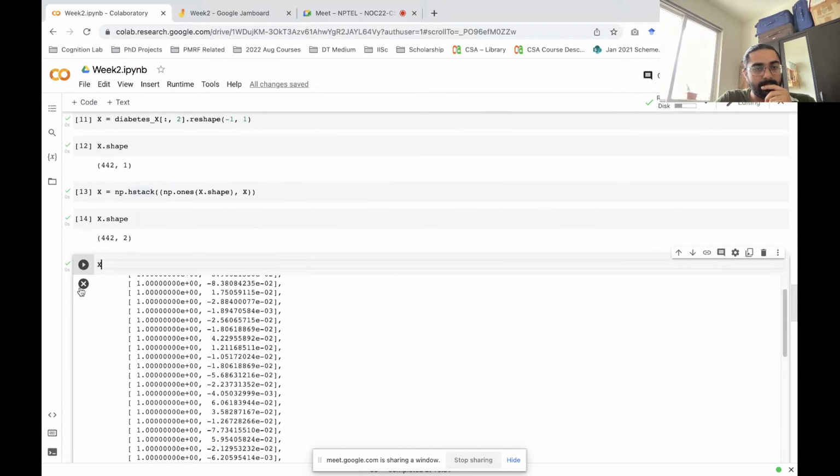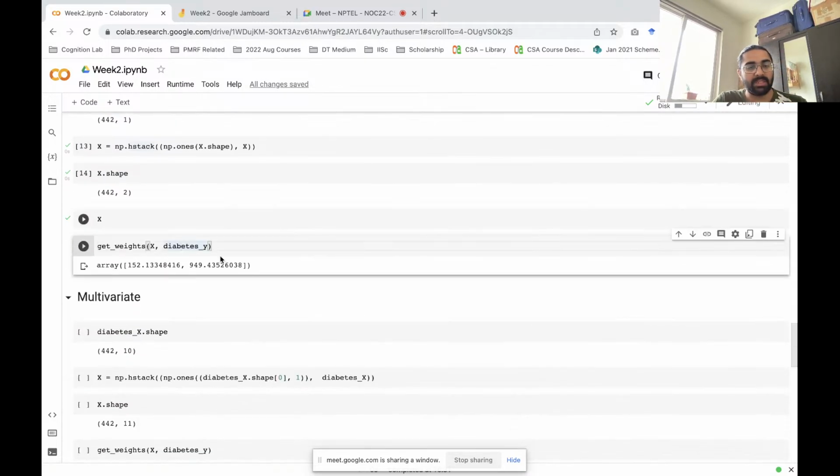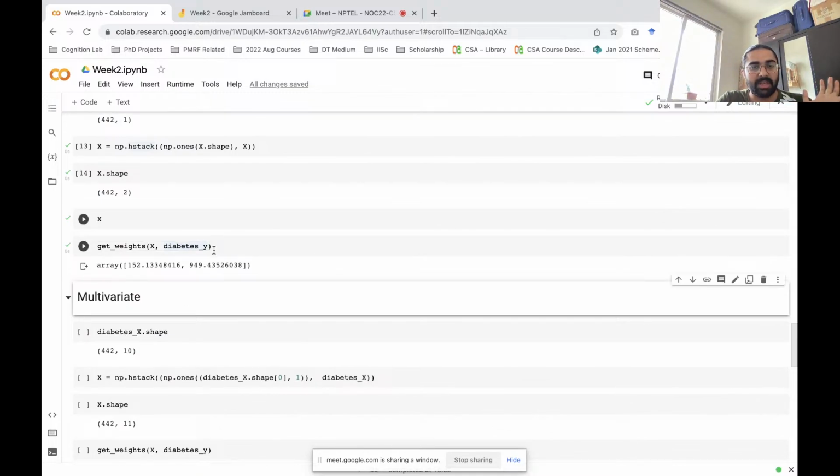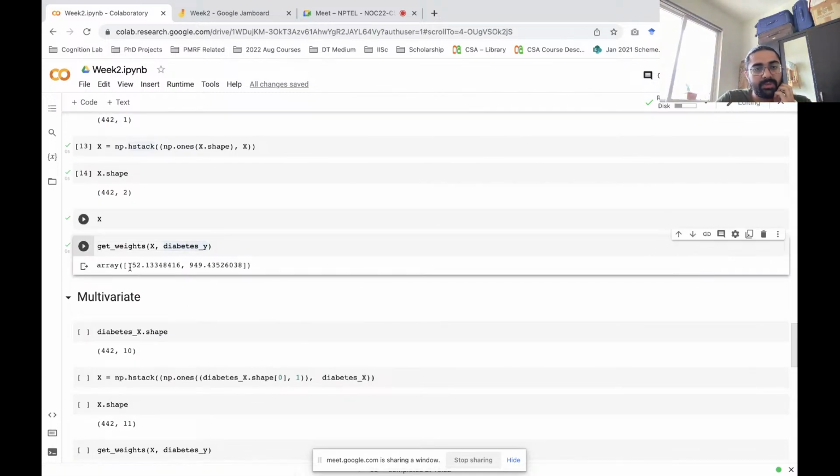Okay. Now what I will do, I'll just run this get weights formula that I have, and simple. So the first thing would be what, basically? Any idea? What is the first weight here?